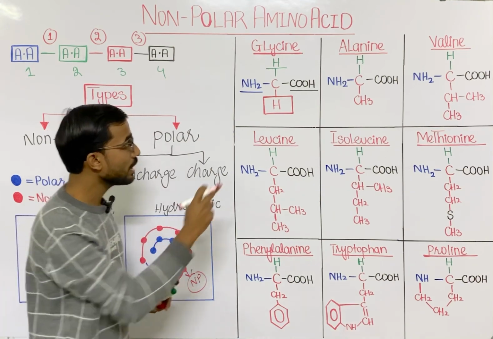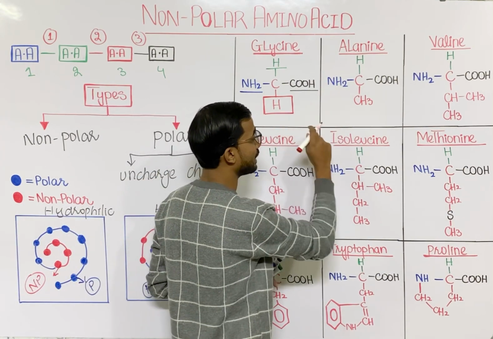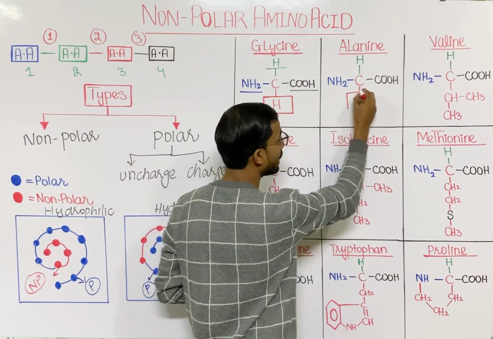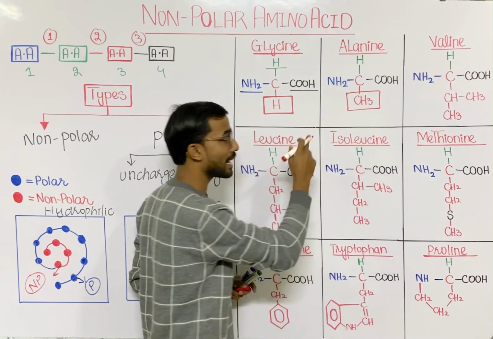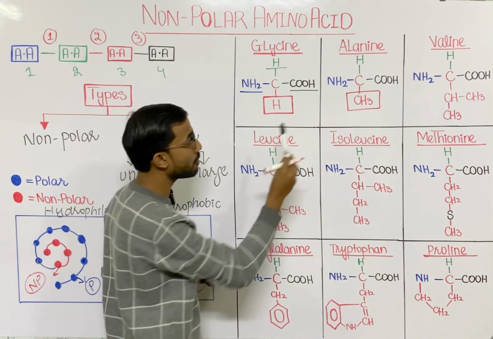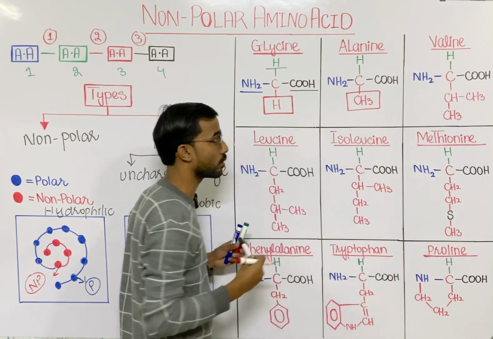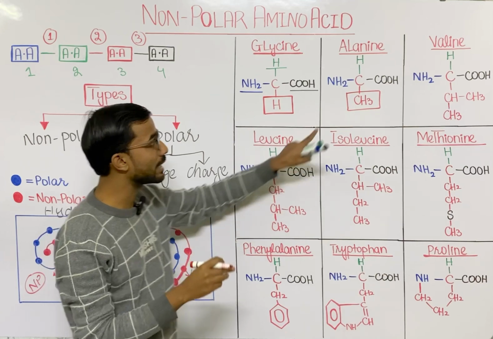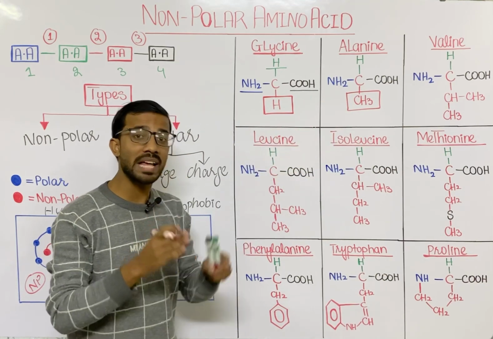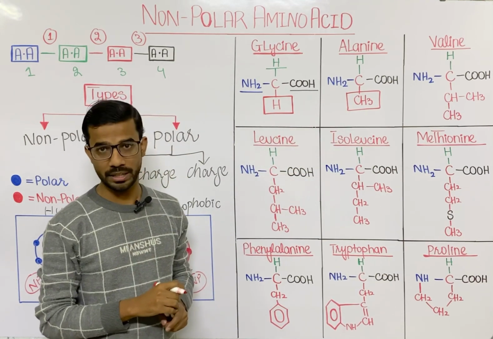Second is alanine. Alanine carries a methyl group at the side chain. Everything else remains the same, that is the carboxylate group, amino group and the hydrogen. The difference will be at the methyl group, and methyl is non-polar in nature.